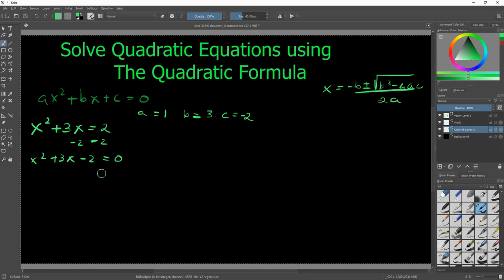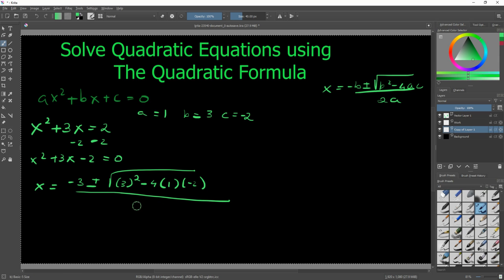So here I use that formula. I have x is equal to negative b, so negative 3 plus or minus square root of b squared, right? So 3 squared minus 4 times a, which is 1, times c, which is negative 2, all over 2 times a. All right, so I'm going to go over here. That gives me x equal to negative 3 plus or minus the square root. 3 squared is 9.